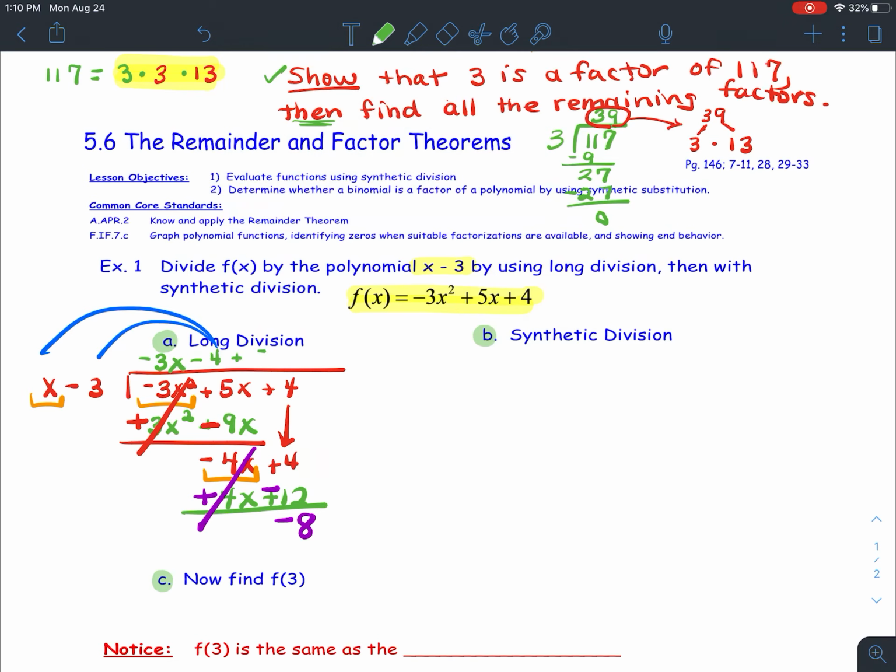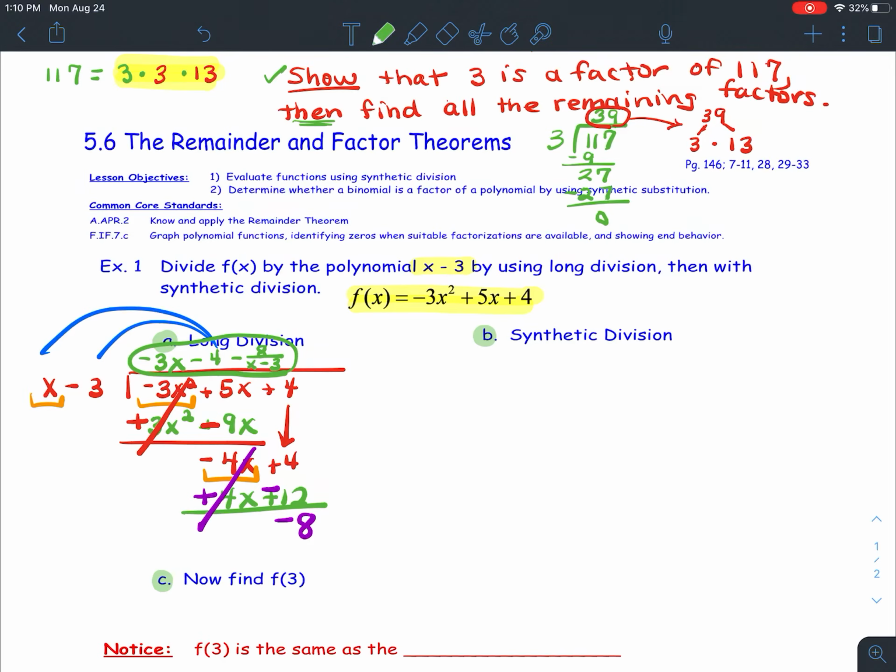This cancels. We are left with a negative 8 as our remainder. So I'm just going to make that minus 8 over what we were dividing by, the x minus 3. Okay, that's our answer for long division.